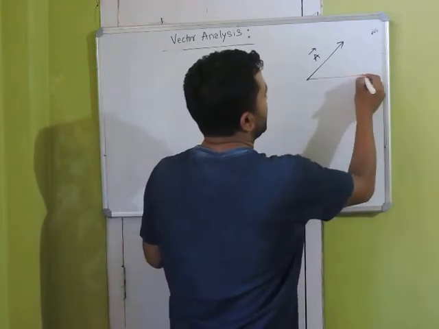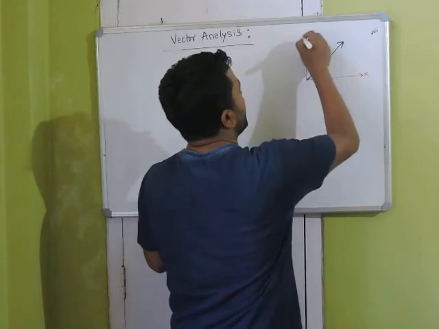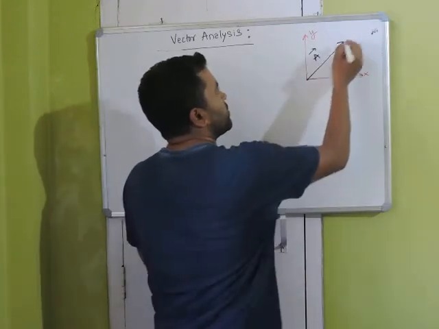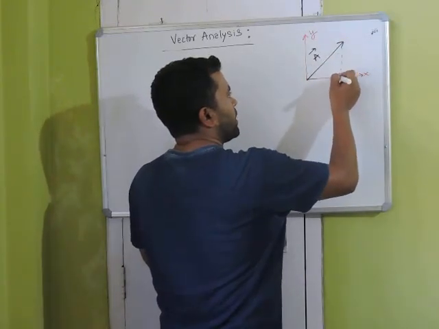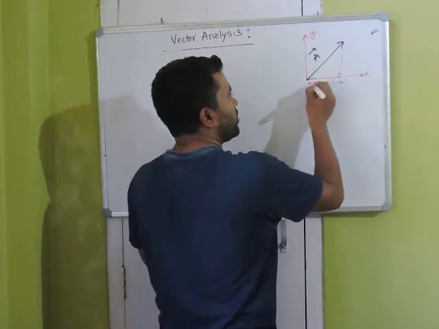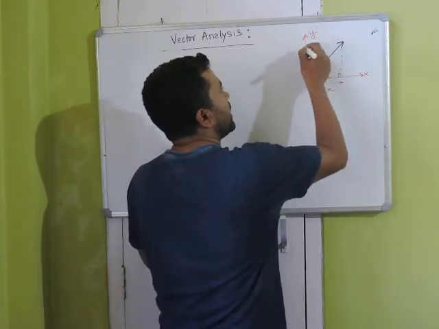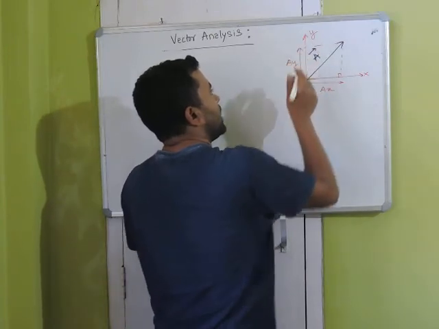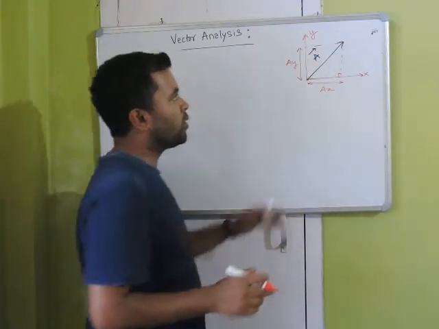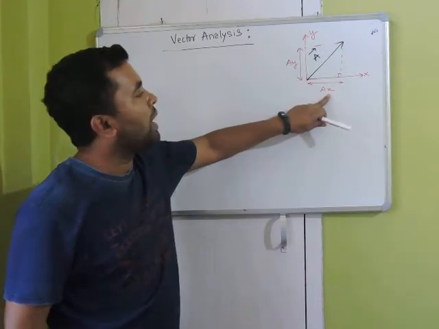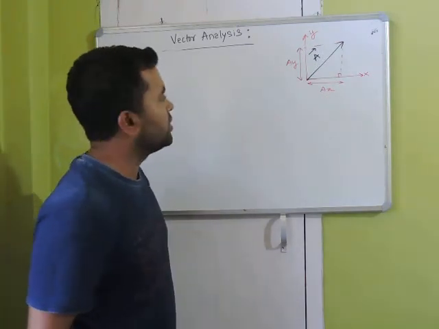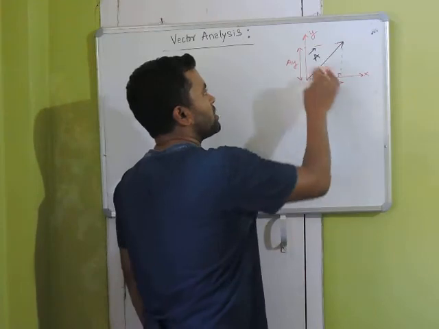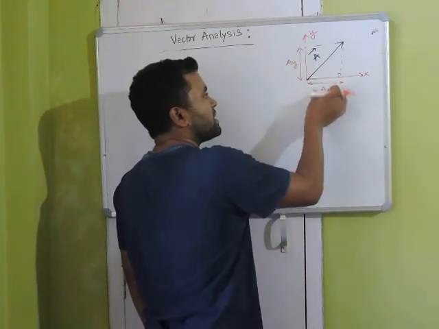you draw an x-axis and a y-axis. Then from the top of the vector you draw a perpendicular. This is its x component Ax and this is its y component Ay. Now the second important point: components are always positive. So this Ax is always positive, Ay is positive, and these are scalars.